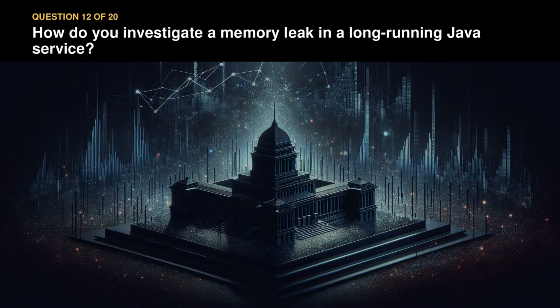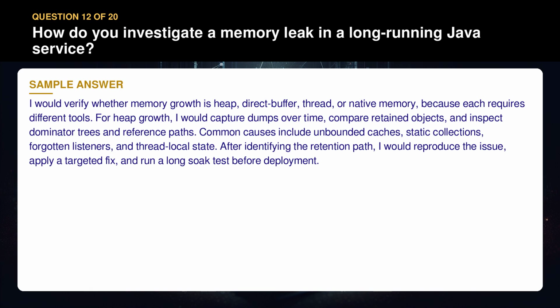How do you investigate a memory leak in a long-running Java service? I would verify whether memory growth is heap, direct buffer, thread, or native memory, because each requires different tools. For heap growth, I would capture dumps over time, compare retained objects, and inspect dominator trees and reference paths. Common causes include unbounded caches, static collections, forgotten listeners, and thread local state.